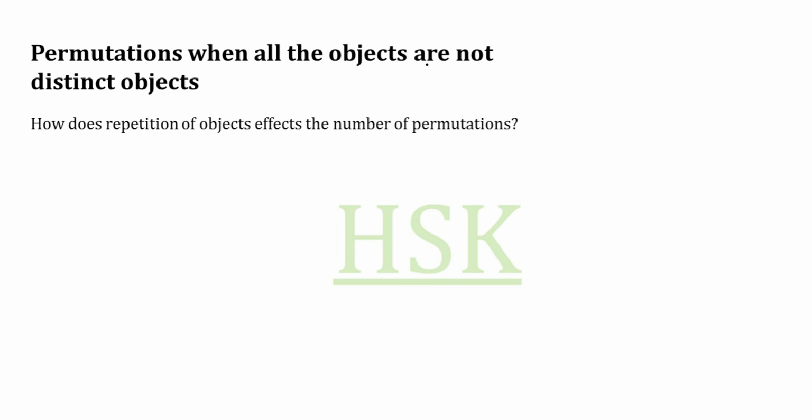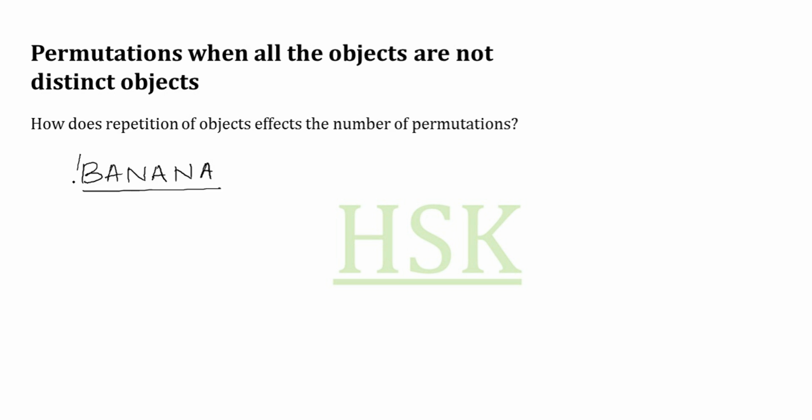Permutation when all objects are not distinct objects. Okay, so here we have to understand what we mean by this statement. This can be better understood by taking an example word. Consider that we have the word banana, B-A-N-A-N-A. Okay, this word we have taken.